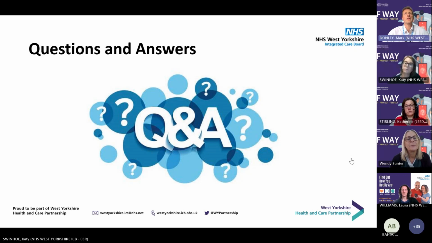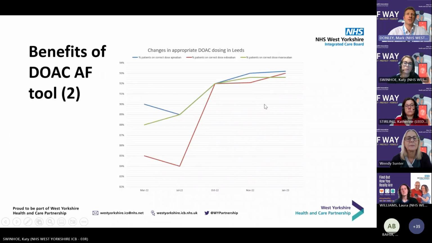So going back to that line graph which I shared before, I think edoxaban in Leeds was in March 2022. There we are. So that was 85% and then dipped down to 84% in July. But then by October we're up to 92%. And I'd just say some of the other areas in Leeds are around the same starting point. So we've shown that it can be done. The data there shows that it can be done.